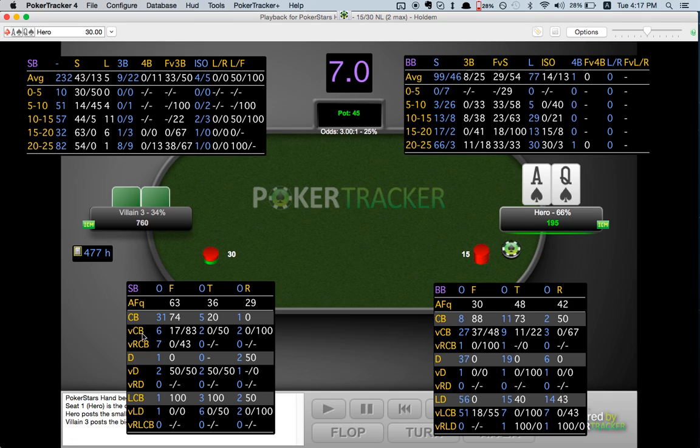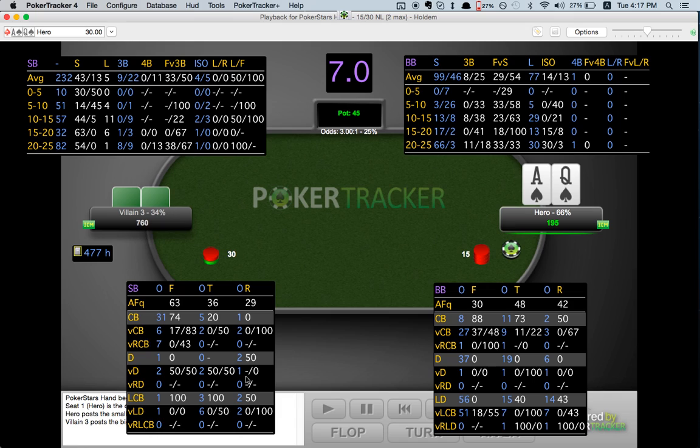And then all the stats below them are related to them. So VCB is versus a c-bet, so that's when you face a c-bet. And VRCB is versus a raise c-bet, so you c-bet and you get raised. Similarly, we have versus donk and versus raise donk, versus limp c-bet and versus raise limp c-bet.